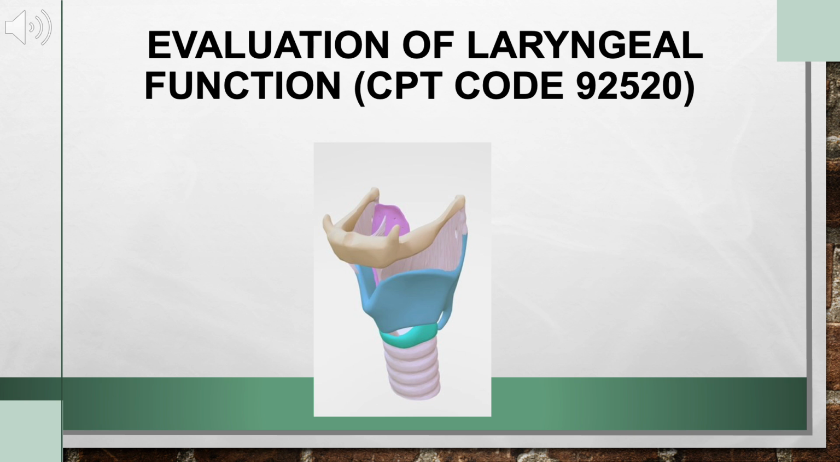Remember, CPT code 92520: Evaluation of laryngeal function. Clinical assessment of the structure and function of the larynx, typically involving auditory perceptual and/or instrumental techniques, to evaluate voice quality, vocal fold movement, and airway patency.